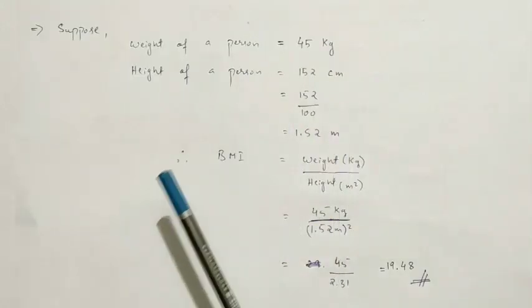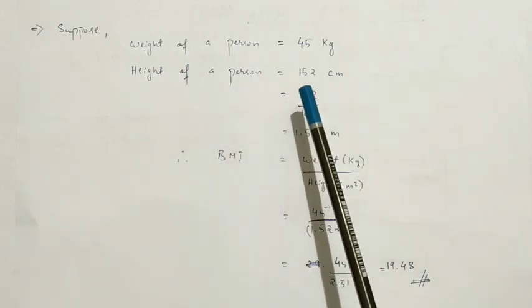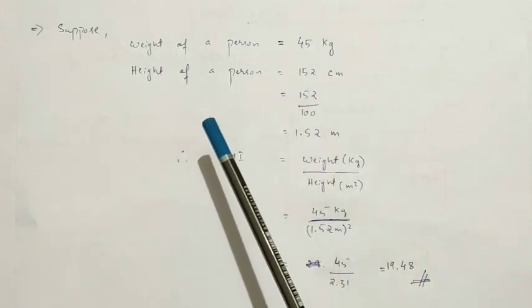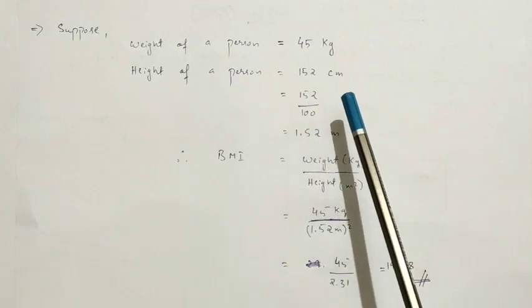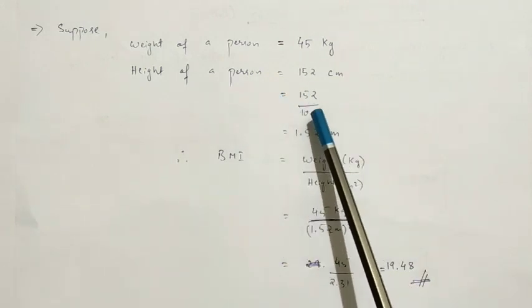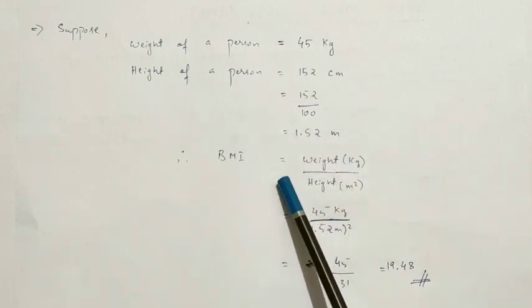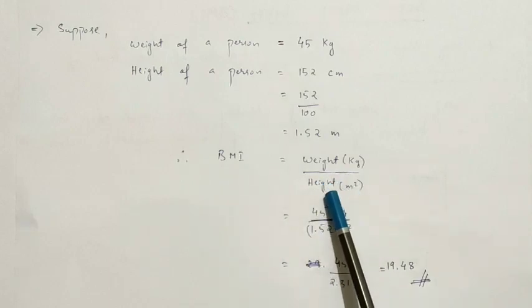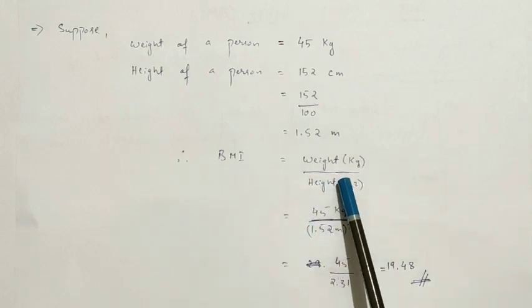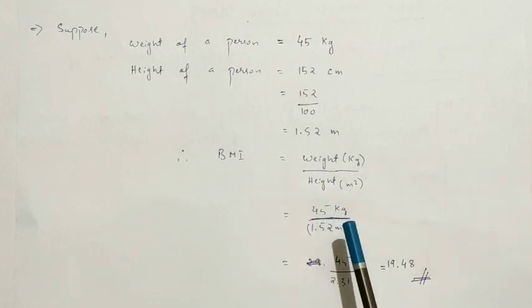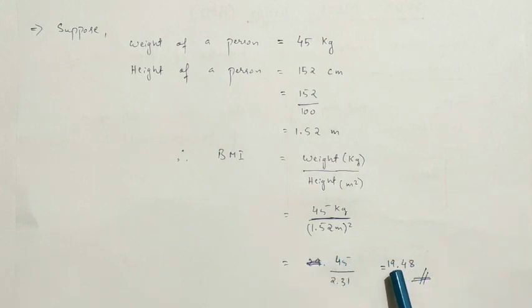Suppose, for example, the weight of a person is 45 kg and the height of the same person is 152 centimeter. To convert into meter, divide by 100 and you will get 1.52 meter. Therefore, BMI is equal to weight in kg divided by height in meter square. Weight of the person is 45 and height is 1.52 meters square. So 45 divided by 2.31, you get 19.48. So the BMI of that person is 19.48.